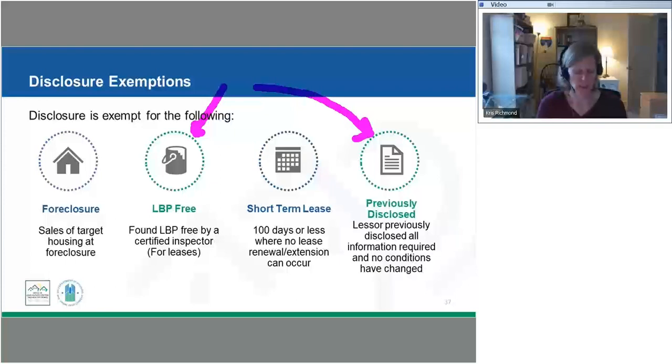So this needs to be certified under a federal certification program or under a federally accredited state or tribal certification program. And then the other one that's more relevant is rentals of existing leasing and target housing where the leaser previously disclosed all information required and no conditions have changed. So we're not really talking about foreclosure because we're not doing sales, and we're not dealing with short-term leases where no lease renewal can occur, because for project-based assistance, we're always going to be using our units. So again, like I mentioned, these disclosure exemptions really only apply for project-based assistance to these two with the green circles.